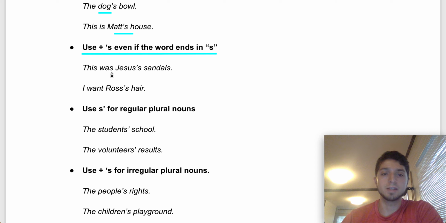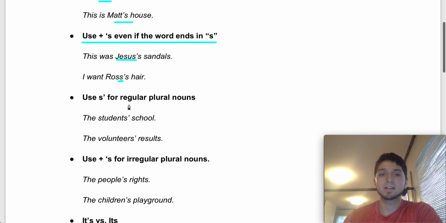So here's an example. Jesus, a regular singular noun that ends in S. But if we're going to make it possessive, we're still going to add apostrophe S, even if it looks a little bit weird. So this was Jesus's sandal. Or we could say Ross's hair, right? Apostrophe S, even though we end in an S here. So that's the second rule.